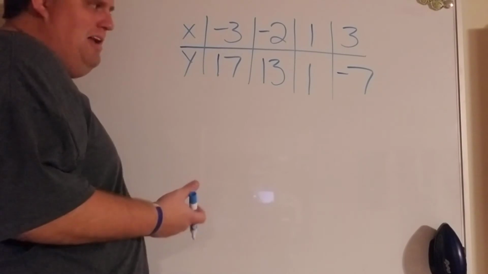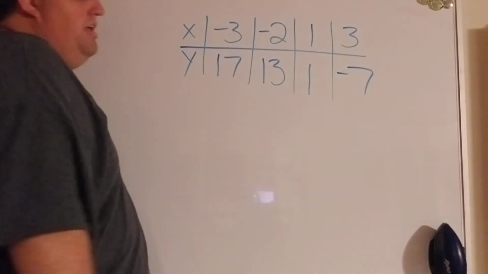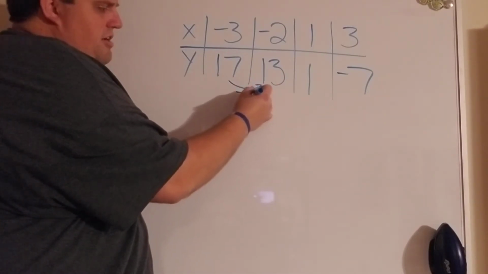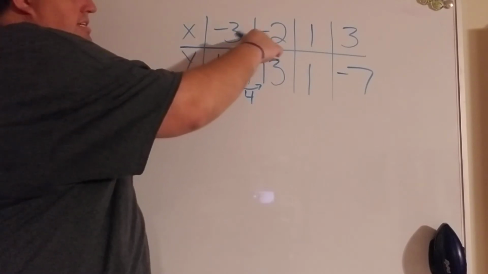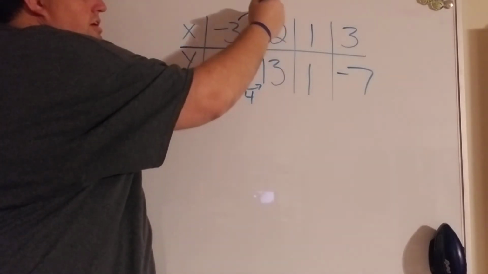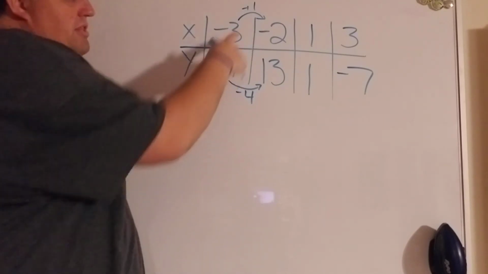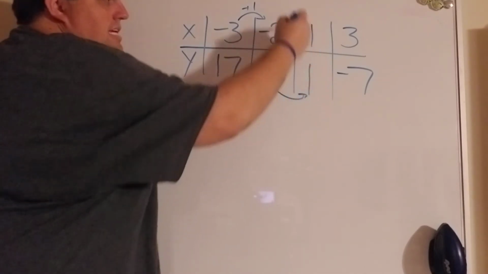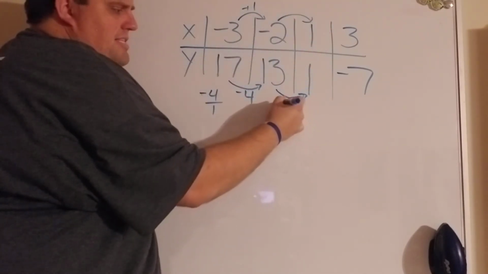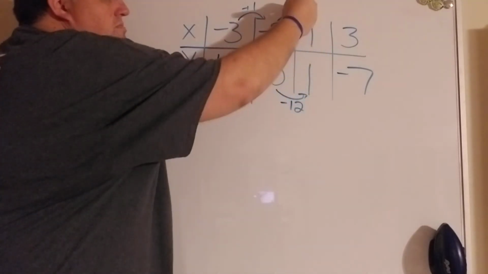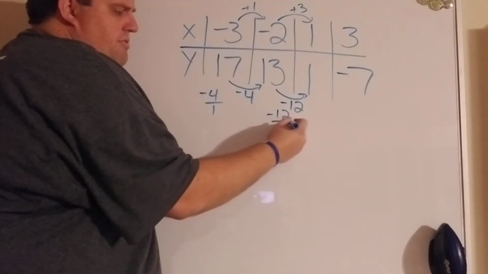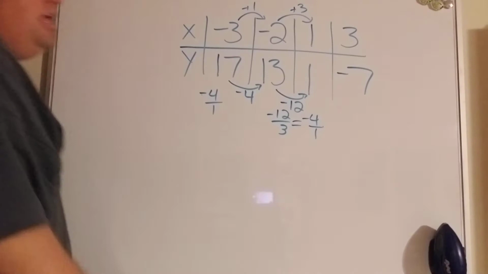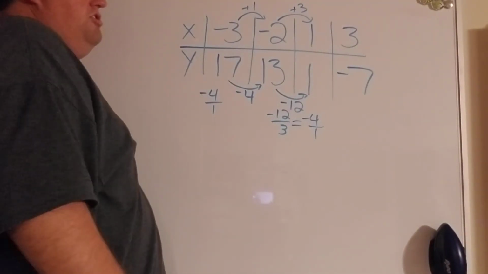And to see if it's linear, I just want to see, does it have a constant rate of change? So, for example, how do you get from 17 to 13? Well, you're probably saying you go down 4. How do you get from negative 3 to negative 2? Well, you go up 1. So the slope between those 2 points is negative 4 over 1. And then I could keep doing that and see, does it have a constant rate? Well, 13 to 1, that's down 12. Negative 2 to 1 is plus 3. That's negative 12 over 3, which, if you simplify it, is just negative 4 over 1. So it looks like it's probably going to have a constant rate of change.